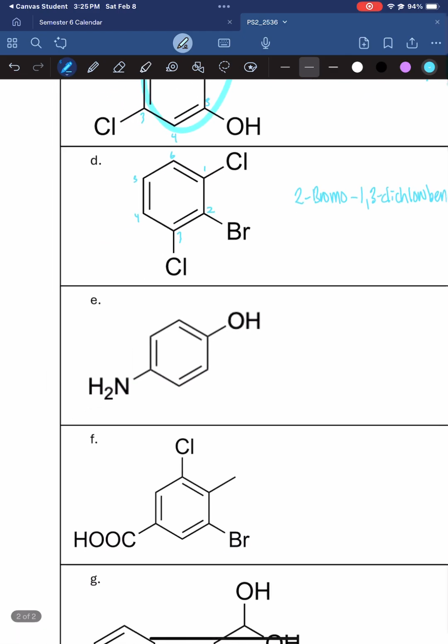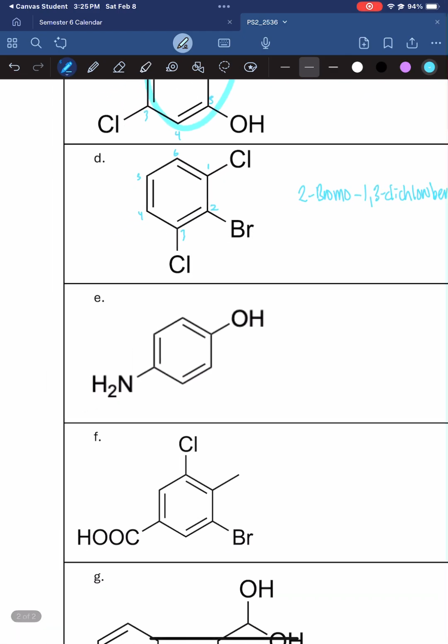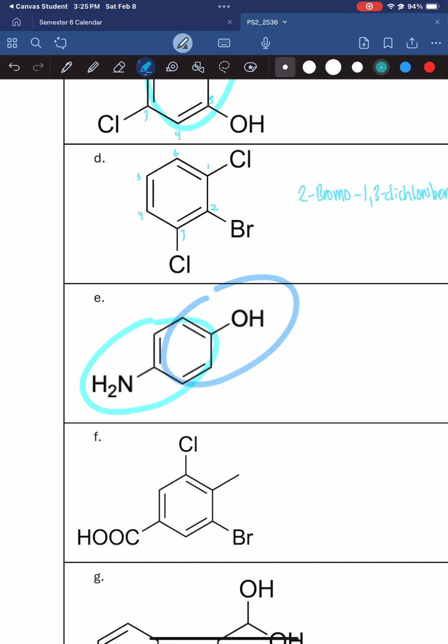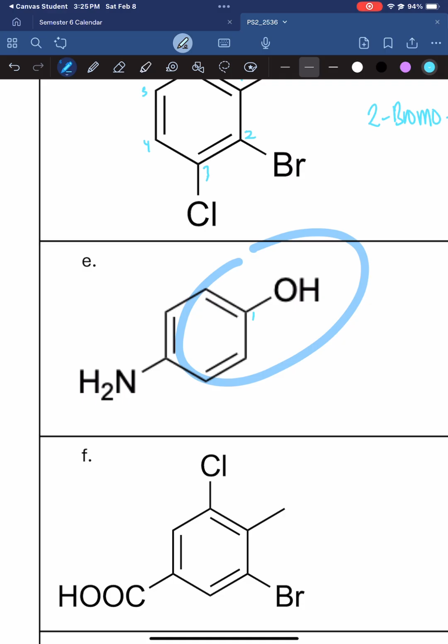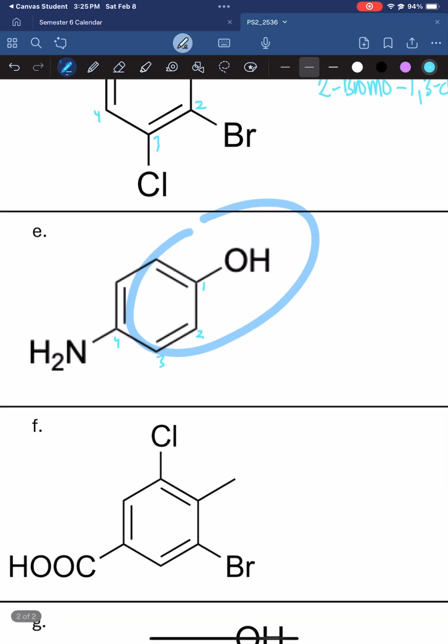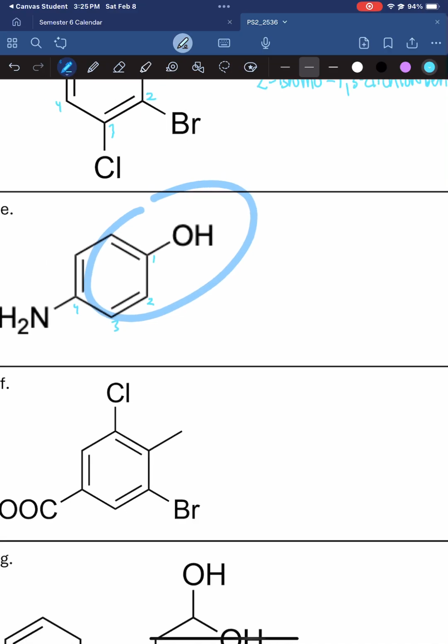Awesome. Now next, for letter E, we have 2 parent chains. We have this phenol right here and this aniline. And in this case, the phenol is going to take priority. So we're going to start naming here. I'll erase the aniline. Phenol is going to take priority here. 1, and then we're going to name, doesn't really matter which way we go because it's going to be 1,4 no matter what. They're both para substituted. 1, 2, 3, 4. So we have 4. The prefix for this one is going to be amino, and then it's just phenol.